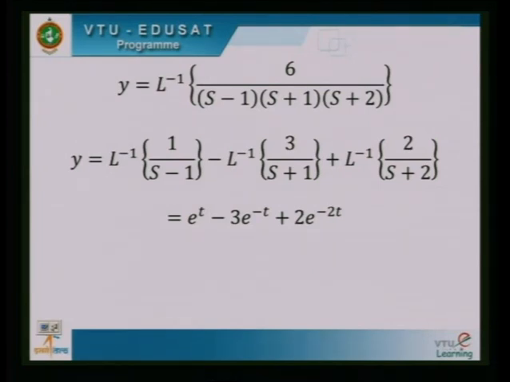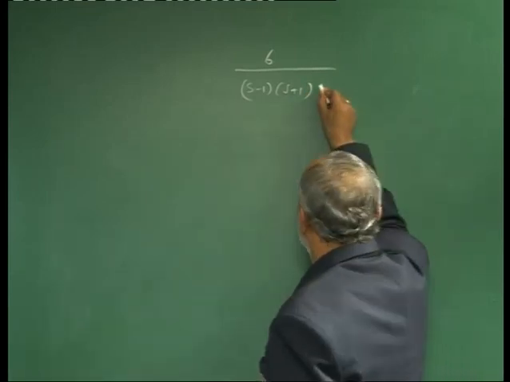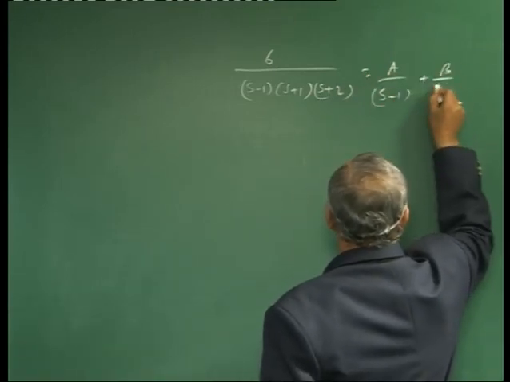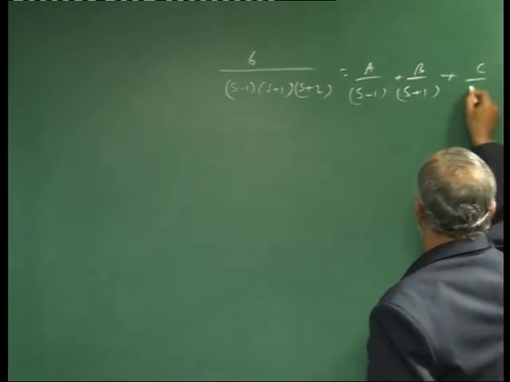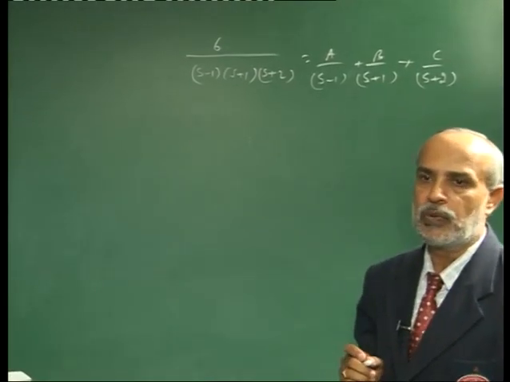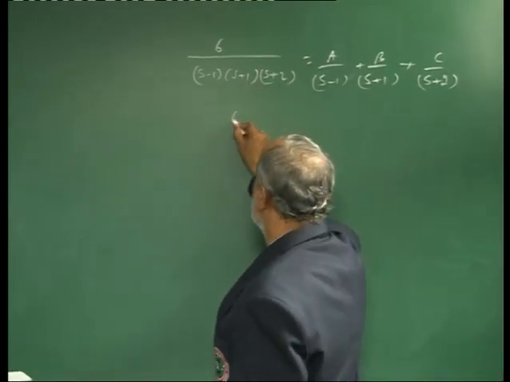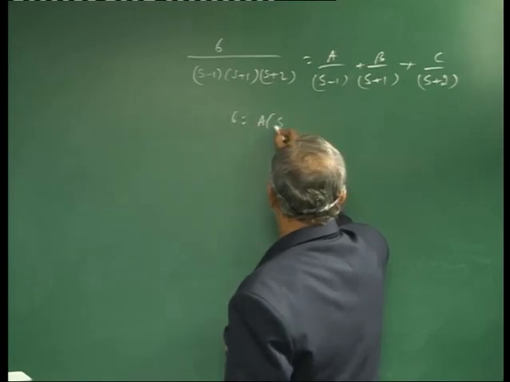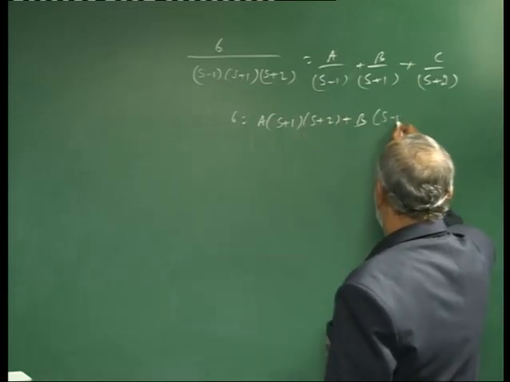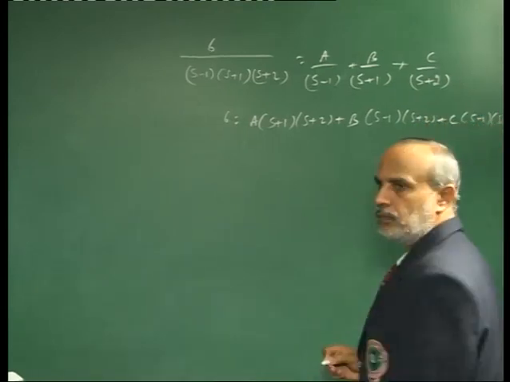6 divided by (s minus 1) into (s plus 1) (s plus 2) can be written as a divided by s minus 1 plus b divided by s plus 1 plus c divided by s plus 2. Here, multiplying throughout the equation by (s minus 1) (s plus 1) (s plus 2), the LHS is 6, which is equal to a into (s plus 1) into (s plus 2) plus b into (s minus 1) into (s plus 2) plus c into (s minus 1) into (s plus 1).